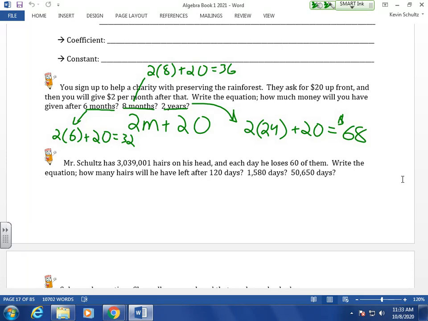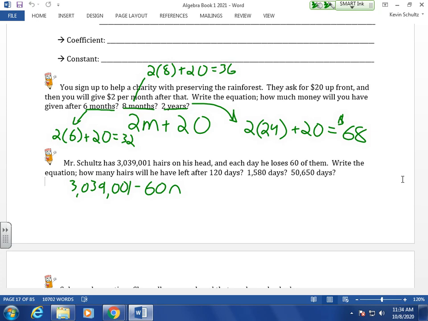All right, the next one. Mr. Schultz has 3,039,001 hairs on his head, and each day he loses 60 of them. Write the equation. How many hairs will he have left after 120 days, 1,580 days, or 50,650 days? What's the equation, first of all? 3,039,001 minus 60n. Okay.